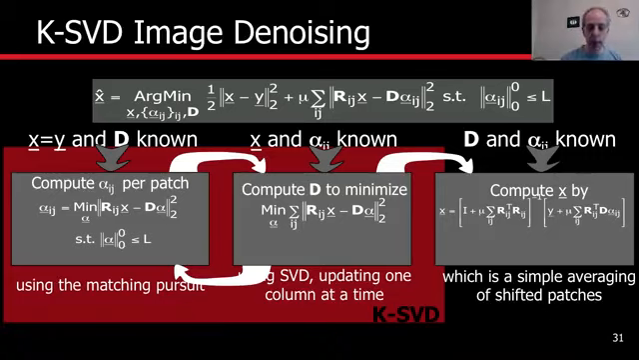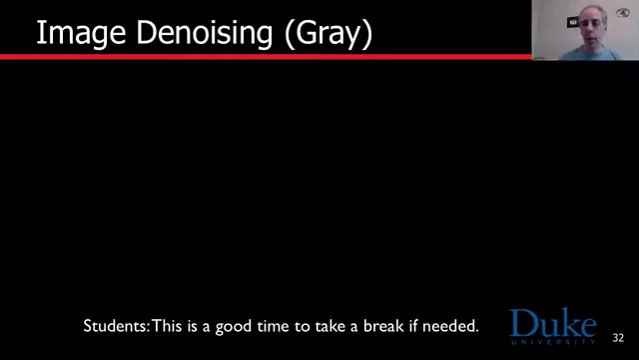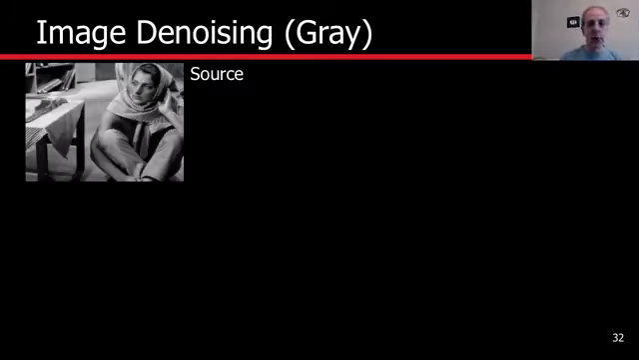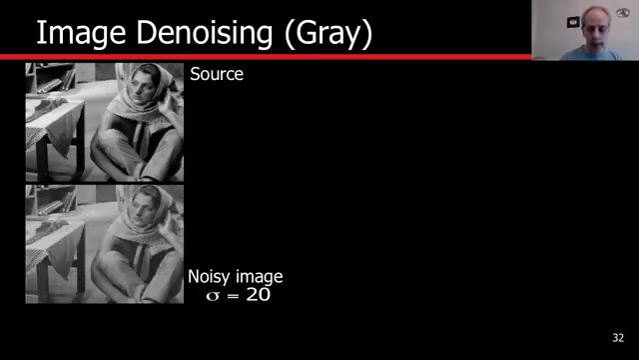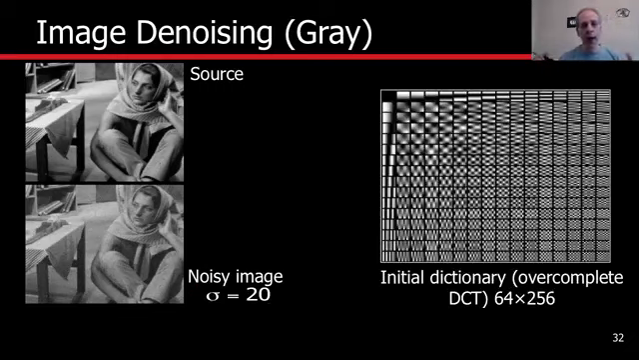So I think we're ready now to see examples. Let's start from an image in gray values, no color. This is the source image, and this is a noisy image. We have added Gaussian noise with this variance. Now, we can initialize the dictionary with random patches from this image. We don't have the clean image anymore. This is just for reference. This is all we have.